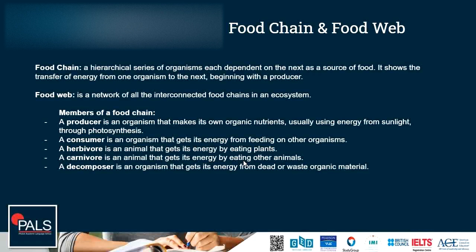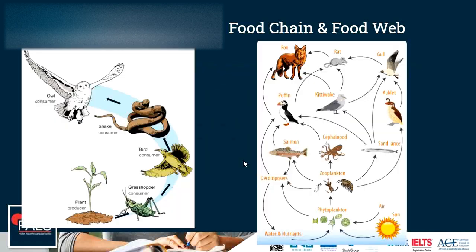Herbivores are animals that get their energy by eating plants. Carnivores are animals that get their energy by eating other animals. Omnivores do both, eating plants and animals. And decomposers are organisms that get their energy from dead or waste organic material, breaking it down, decomposing these waste organic materials.